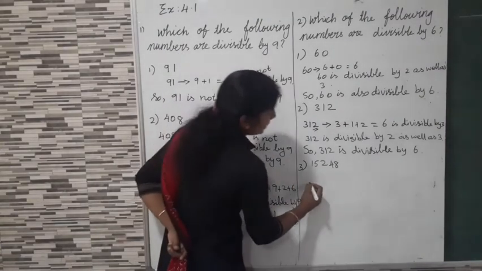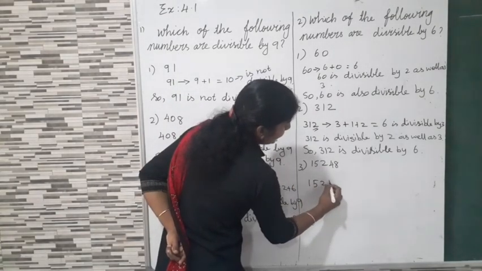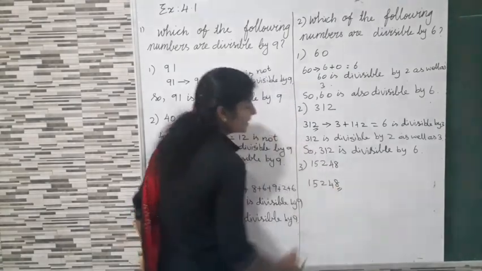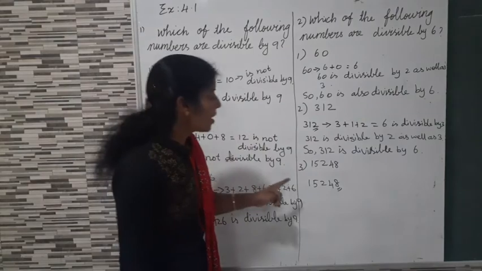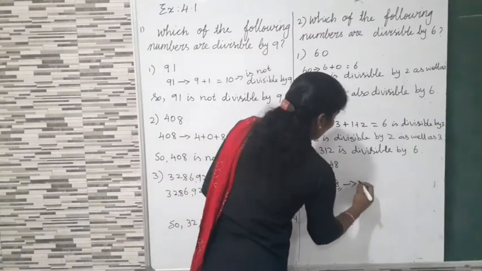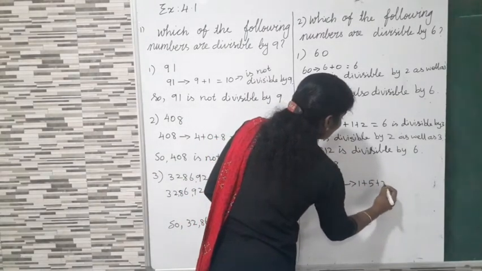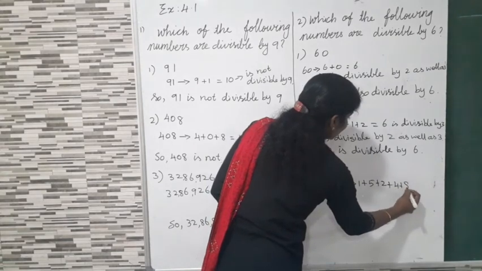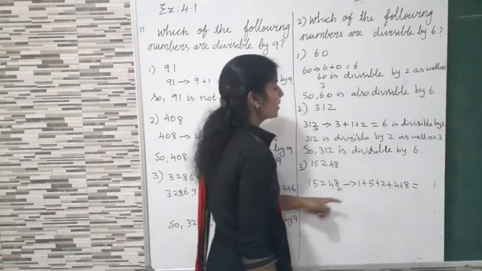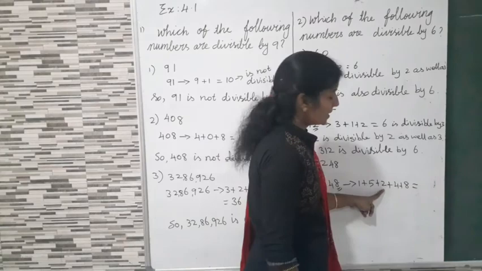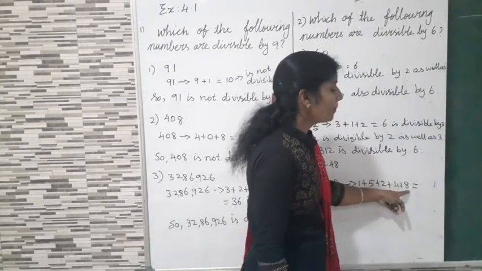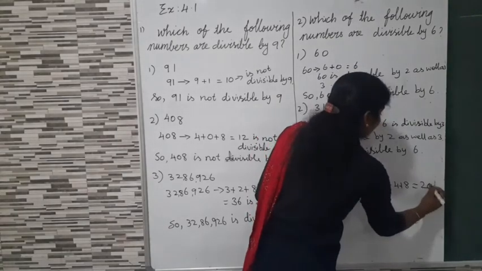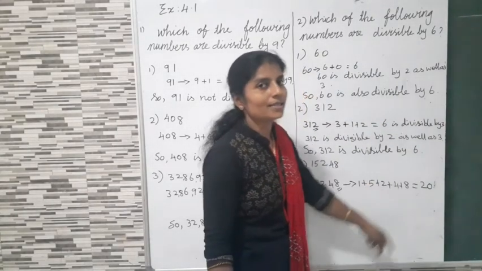Okay, then the last question: 15,248. The one's digit is even, so this number is divisible by 2. Now we check divisible by 3: 1 plus 5 plus 2 plus 4 plus 8 equals 5 plus 1, 6. 6 plus 2, 8. 8 plus 4, 12. 12 plus 8, 20.